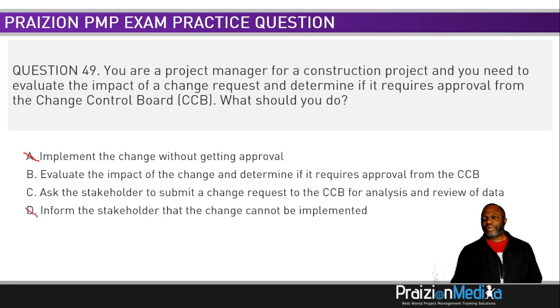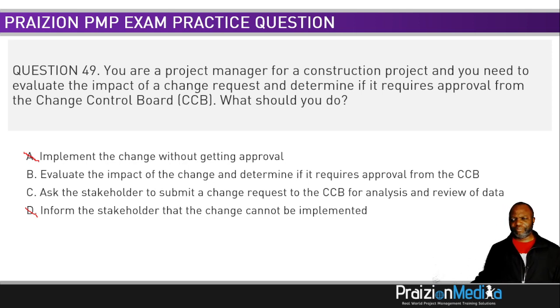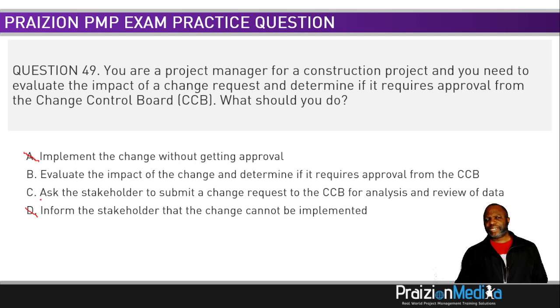See? So the question says, you are a project manager and you need to evaluate the impact, right? If it requires approval from the change control board. So how do you just magically tell them, oh, can't do the request? That doesn't make sense. So let's take a look at C. Ask the stakeholder to submit a change request to the CCB for analysis and review of the data. Now, while that is not a horrible option, let's look at B.